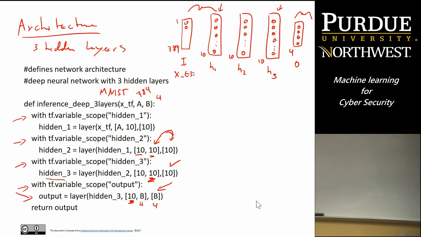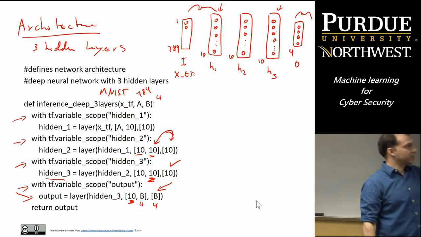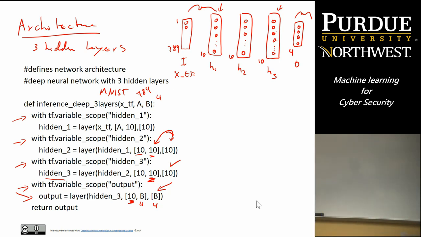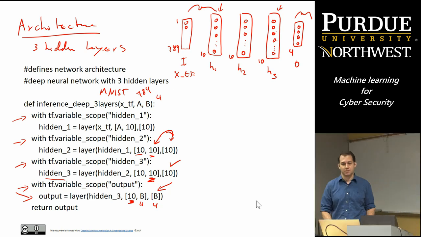So this should be 784. This B, I guess, should be 10. I don't know why I wrote 4. I think because I did that drawing as 4. But the actual MNIST is definitely 10 classes.